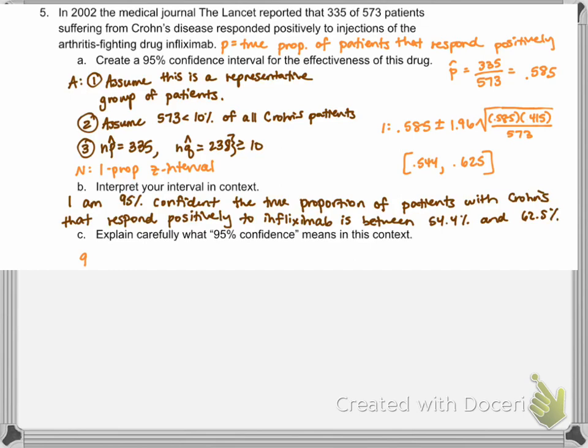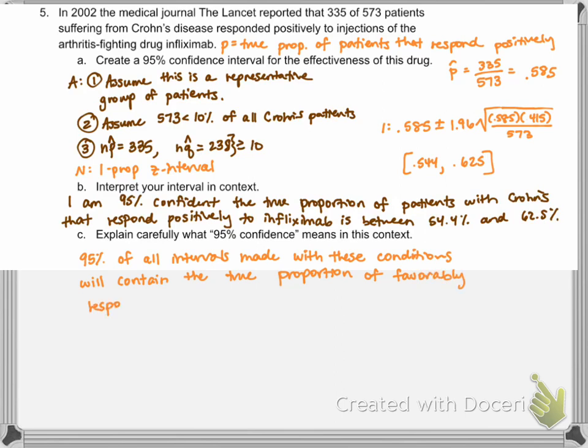And that means 95% of intervals that you're making with these conditions, so at this level of confidence with this sample size, would contain the true proportion of favorably responding patients. If you do this over and over and over, sampling 573 patients with 95% confidence, you would expect 95% of your intervals to capture that true proportion. Just like if you remember back to that Hershey Kisses thing where we all drew our intervals on the board, and about 95% of them captured that true proportion. Okay, so that's kind of what the context of that means.